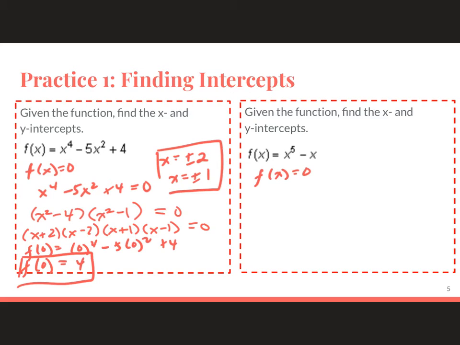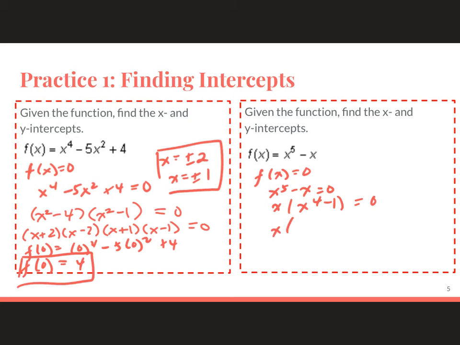So I have x to the 5th minus x equal to 0. I'm going to factor out the x. I'm pretty sure I'm going to get a 4th degree polynomial, and I can factor that out, and I do, right?